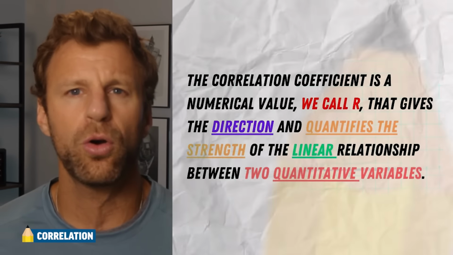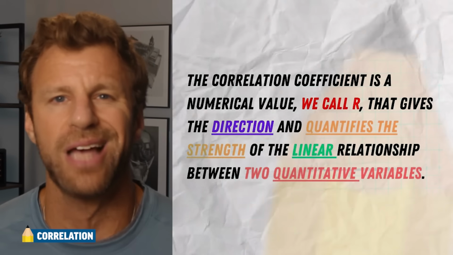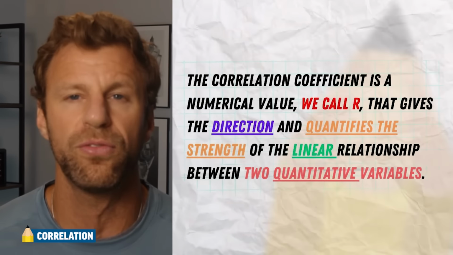They'll say, oh, there's a correlation between somebody's height and their eye color. That's an impossibility because eye color is a categorical variable. Now, there's a couple key aspects. First, I mentioned that it gives the direction. That's because correlation can be either positive or negative. So if it's positive, the direction is positive. If it's negative, then the direction is negative.